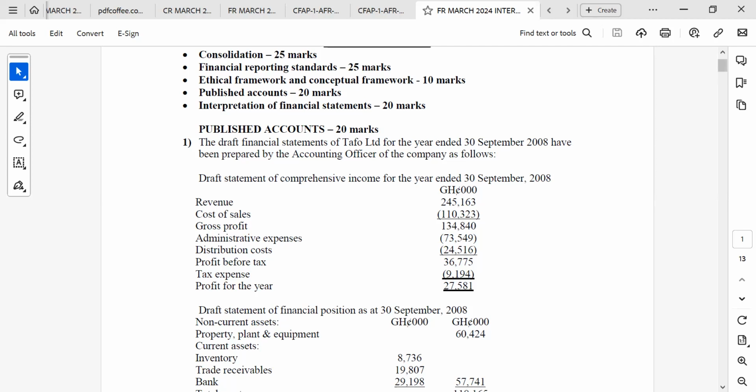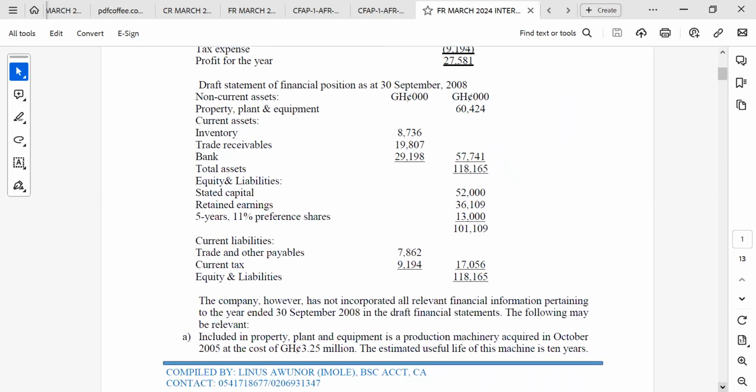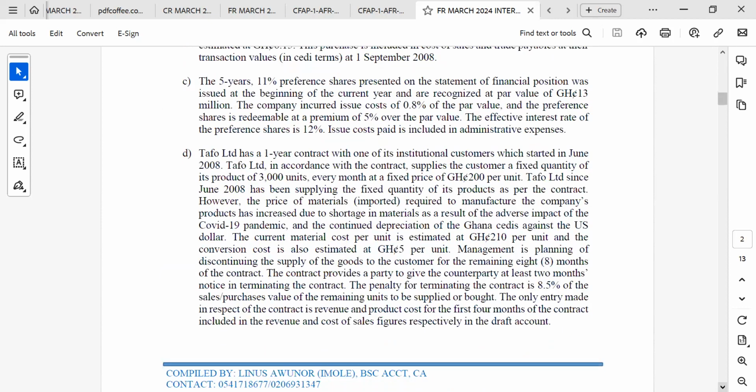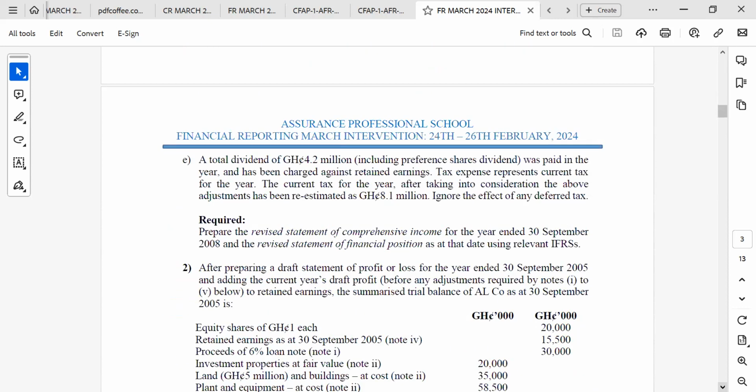We answer the question as if we're in the exam hall. So first of all, read the requirements. What are they asking us to do? The requirement: prepare the revised statement of comprehensive income for the year ended 30th September 2008 and the revised statement of financial position as at the date using relevant IFRSs.